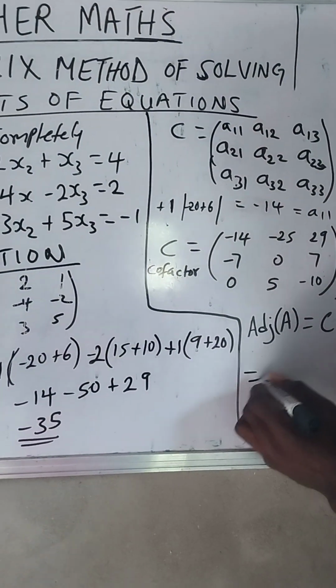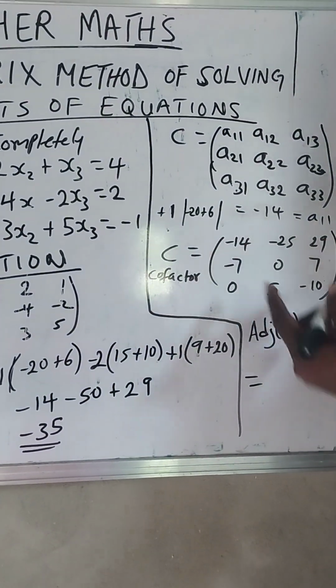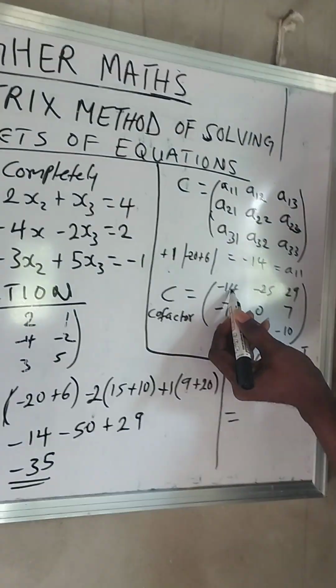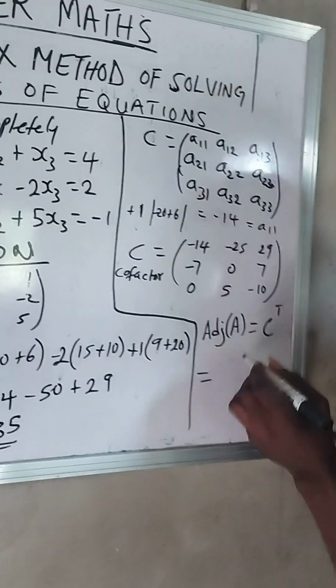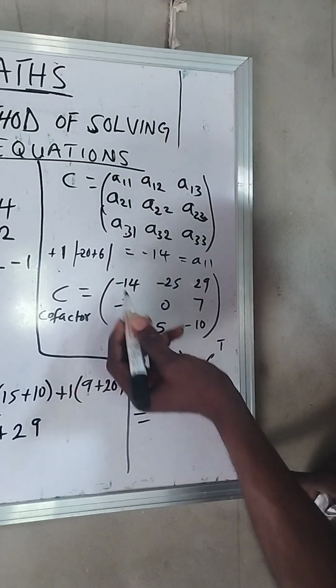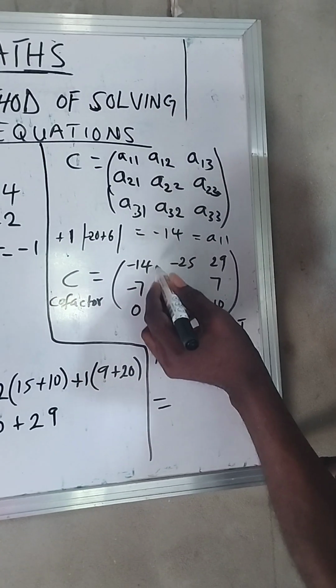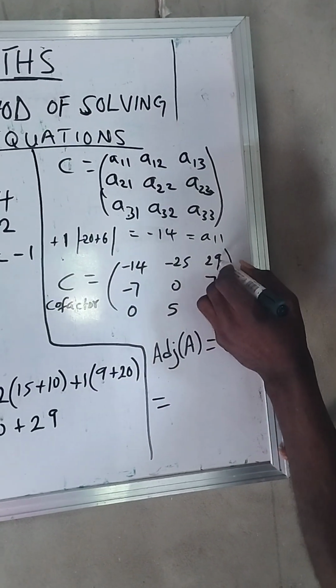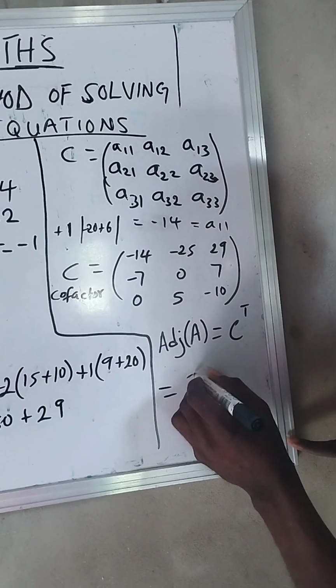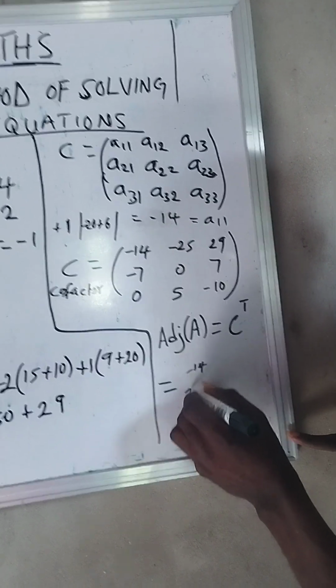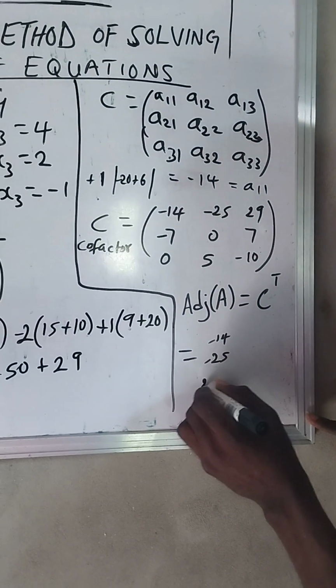Now, how do we get the transpose? The transposition of a matrix means make the first row the first column. If you do that, this is the first row. The first row is minus 14, minus 25, and 29. You write it out. Minus 14, minus 25, and 29.